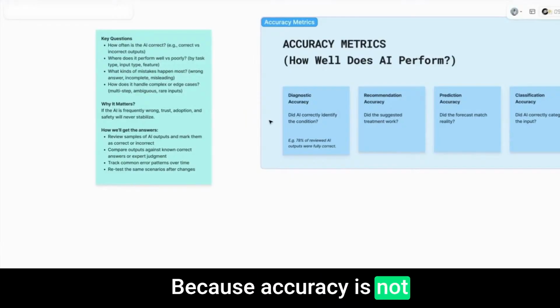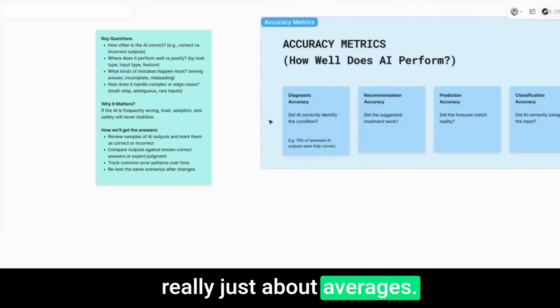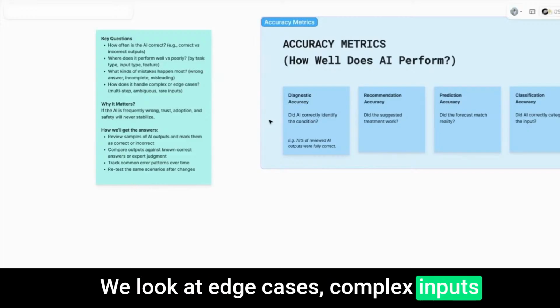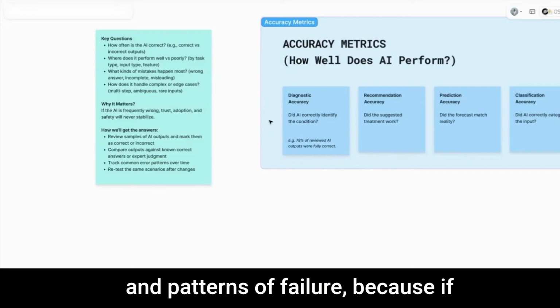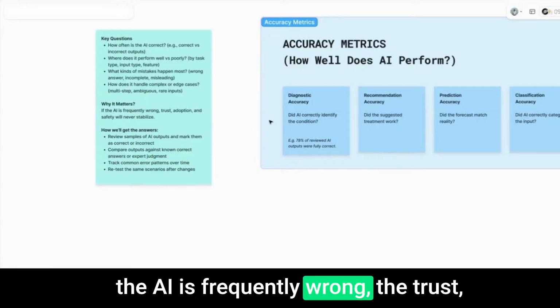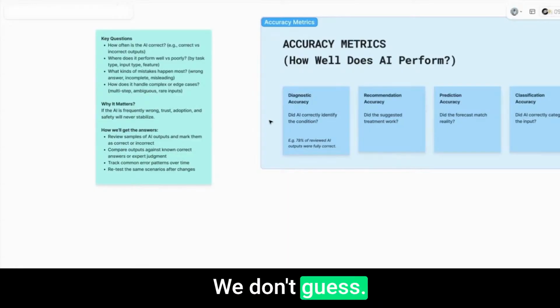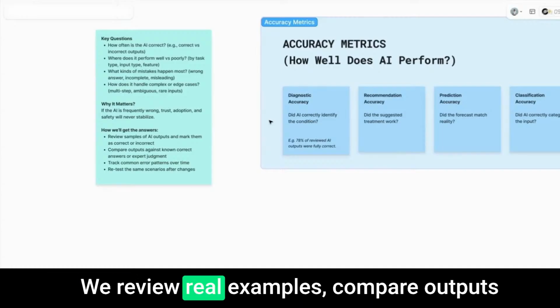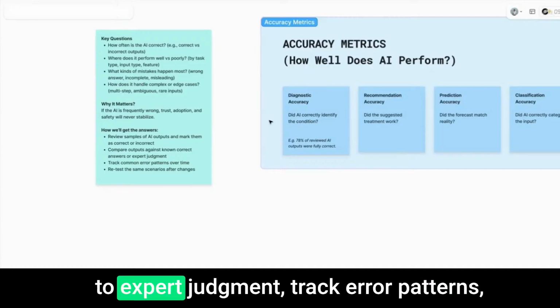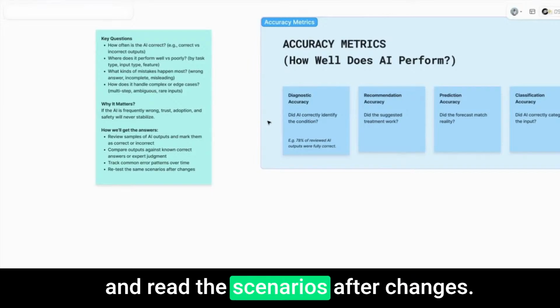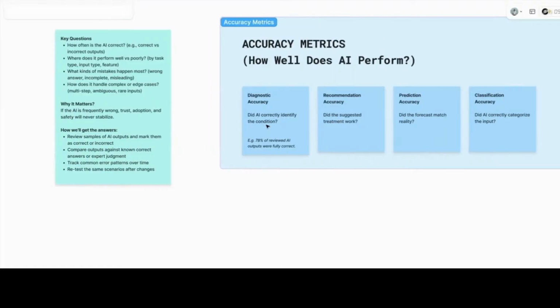Because accuracy is not just about averages. We look at edge cases, complex inputs, and patterns of failure. Because if the AI is frequently wrong, the trust, adoption, and safety will never stabilize. We don't guess. We review real examples, compare outputs to expert judgment, track error patterns, and retest scenarios after changes.